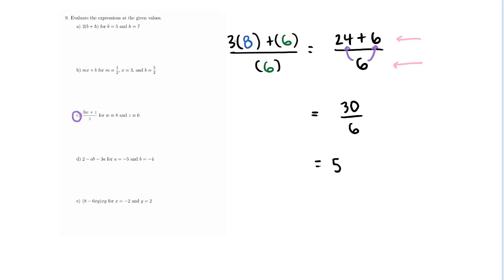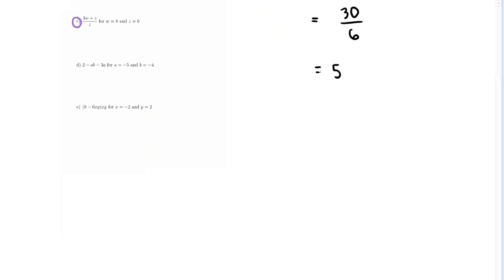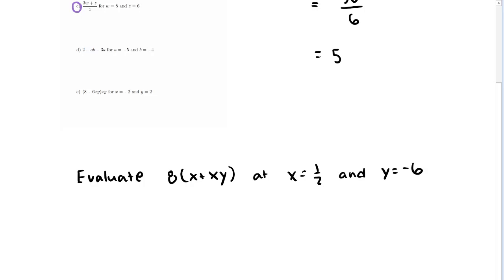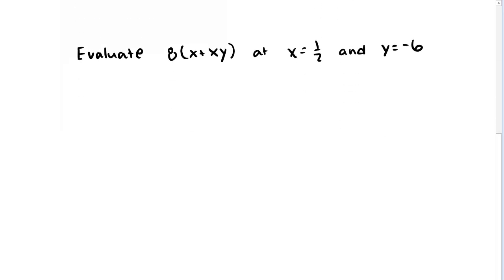So this wasn't on the review activity, but this was requested by someone on the survey, so I'm going to write this out and work through it. Let's evaluate the expression 8 times x plus x times y at x is equal to 1/2 and y is equal to -6. Here we have this expression, and we want to replace x everywhere we see it with that value 1/2. We want to replace y everywhere we see it with that value -6 and compute the result.